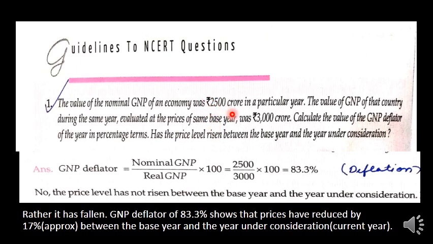So as you can see the question here, the nominal GNP is of a lesser value, while for the same year when the real GNP is calculated with reference to base year price using the price index, then the value is higher. So this is a case of real GNP more than nominal GNP. Now the question is asking to find out the GNP deflator and answer the second part of the question, whether the prices have risen or not.